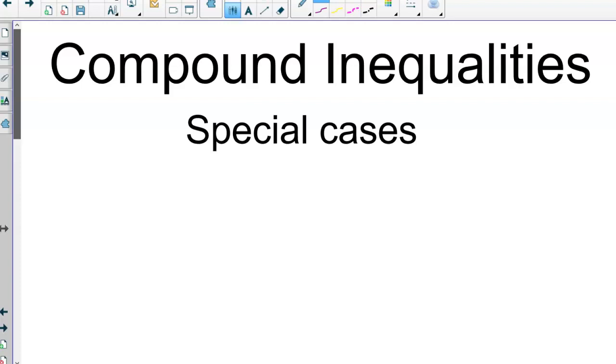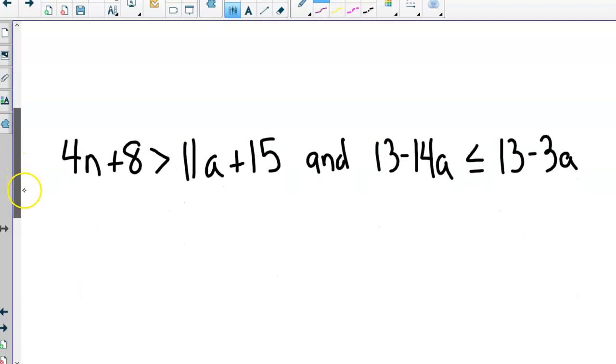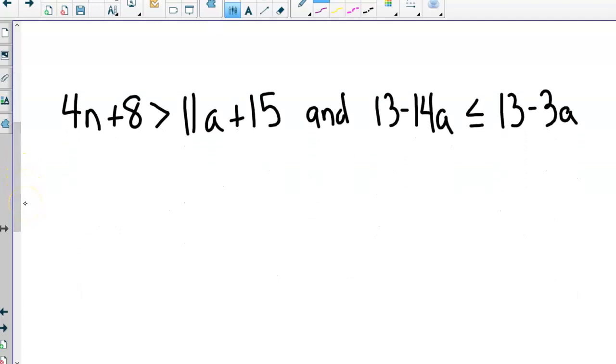Still a little bit more to do with compound inequalities. These are the special cases. These are the things that don't show up a lot, but they do show up. And because they show up, we've got to make sure you know how to do it. So here's going to be our first example. Okay, this would be an and graph.